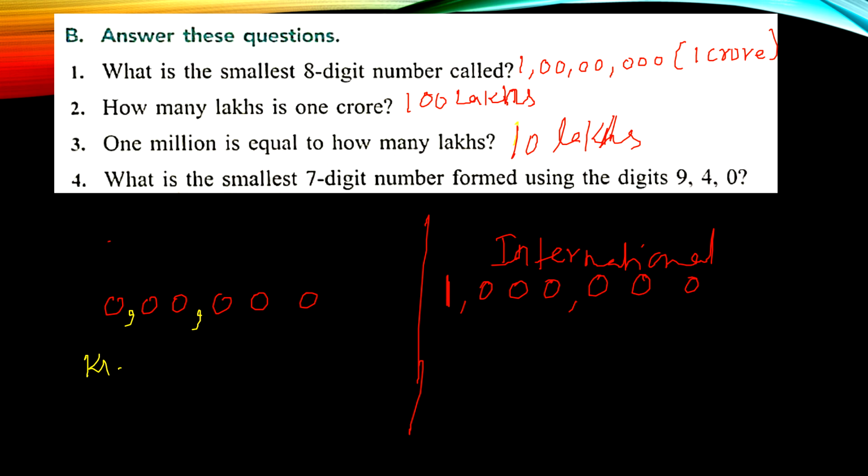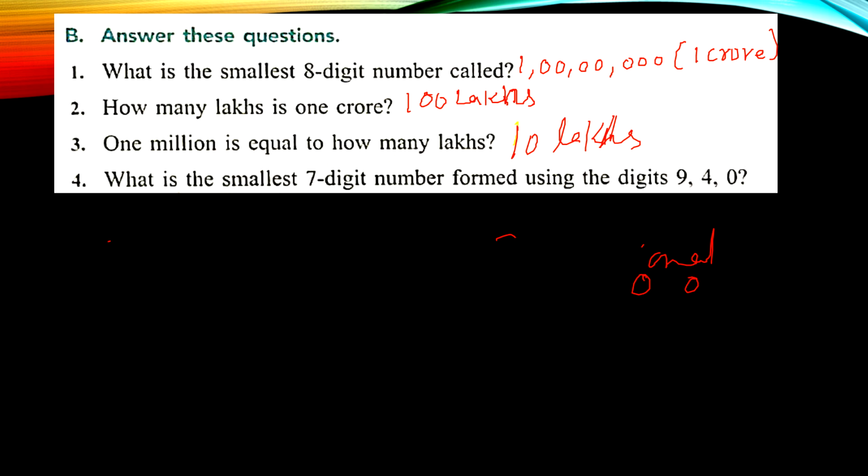Question number 4. Okay. This is question number 4. What is the smallest 7-digit number formed using the digits 9, 4, 0? 3 digits are given and we are supposed to form the 7-digit number using these digits. Smallest, not biggest. Remember, smallest.